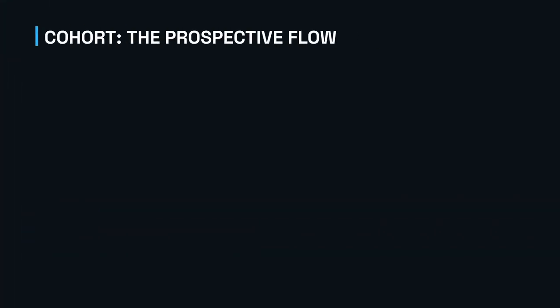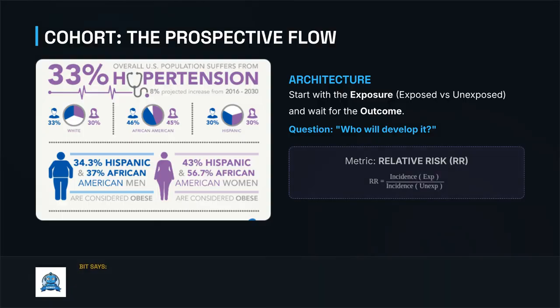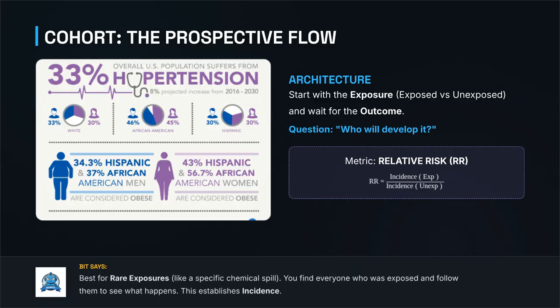The cohort study is the forward flow. Here you start with the exposure, which is the risk factor, and you follow the group into the future to see who actually develops the disease. This is the movie of study designs. Because you are watching the disease develop in real time, you are measuring incidence, which is the rate of new cases. BIT has another mnemonic here. Cohort equals relative risk. This is the gold standard for studying rare exposures.